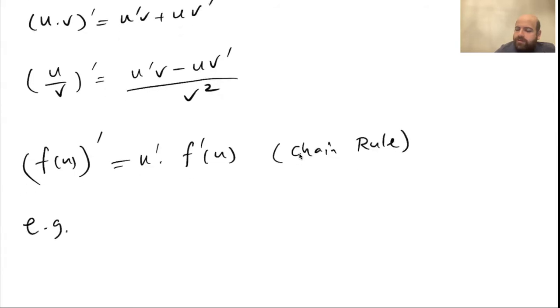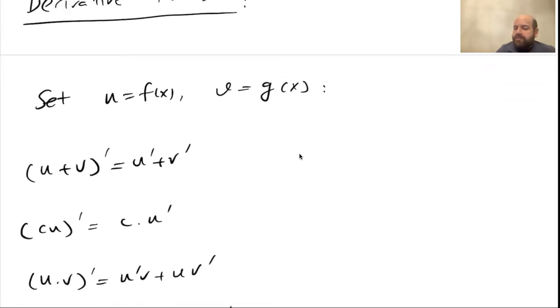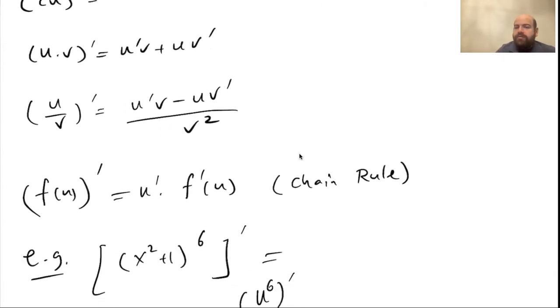So for example, let's say you want to find the derivative of x squared plus 1 to the power 6. This is going to be the derivative of u to the power 6. The chain rule says that if you have a function of u, to find the derivative, take just the usual derivative, but times u prime. So the derivative of x to the power 6 is 6x to the power 5. This was the power rule. I could also mention it here: the derivative of x to the power n is nx to the power n minus 1. It's called the power rule.